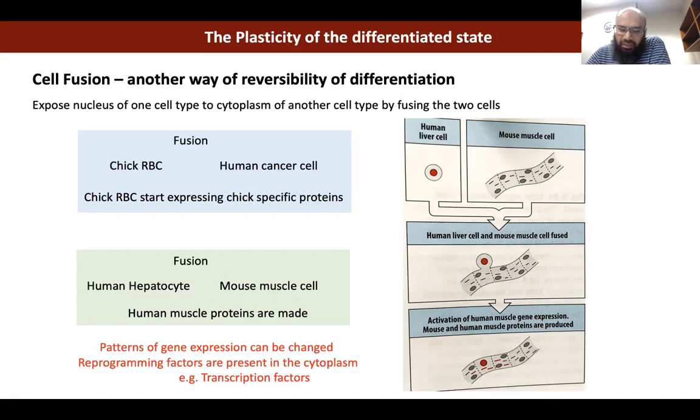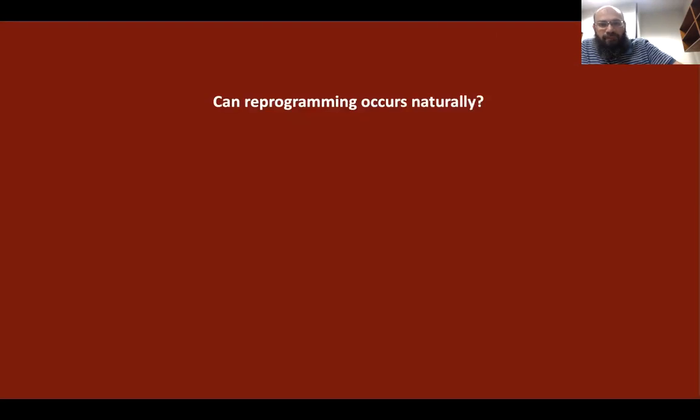Basically, it tells us that the gene expression program is not a permanent or fixed program. It's a very dynamic program, and you can reverse it. It also confirms that the reprogramming factors, for example the transcription factors, are present in the cytoplasm. So then we asked this question: can this reversal of the differentiation state occur naturally?